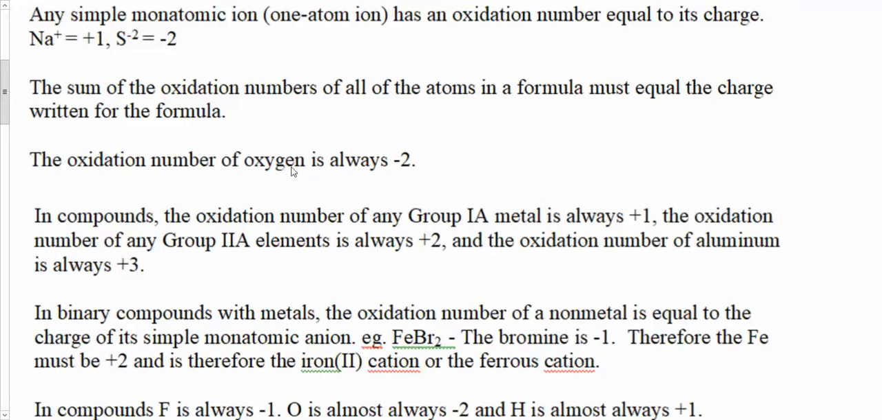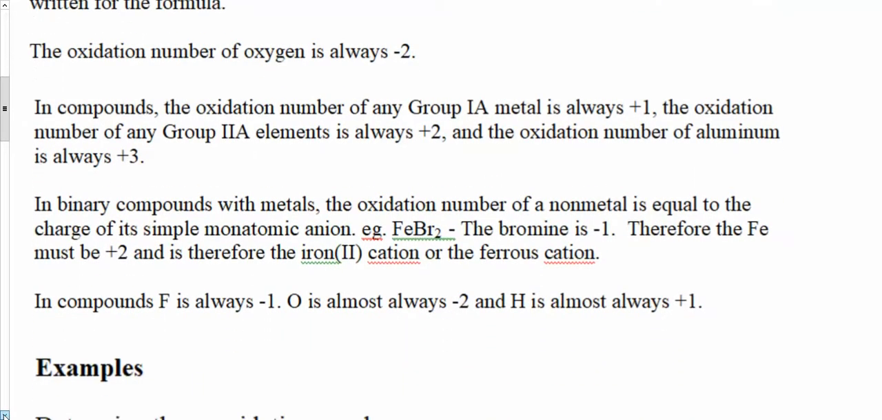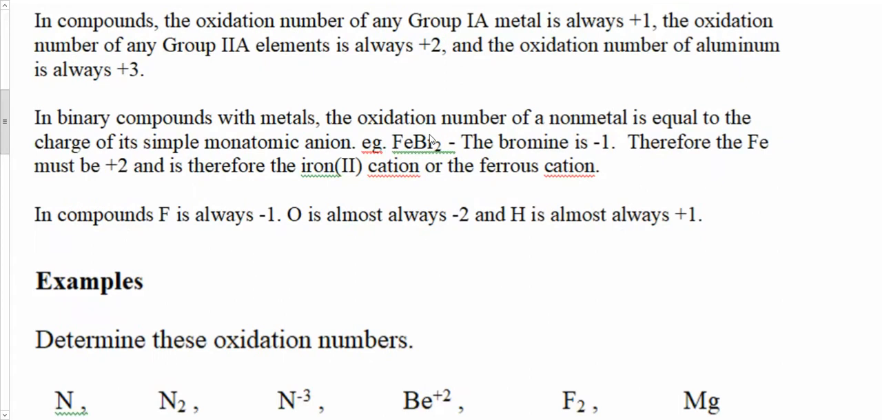Oxygen is always going to be -2. In compounds, 1A metals are +1. Second column is +2. Aluminum is always going to be +3. Often, the things in the second last column are -1. F is always going to be -1. O is almost always going to be -2. It's not always -2. There's a couple compounds where it'll be -1. H is almost always going to be +1.